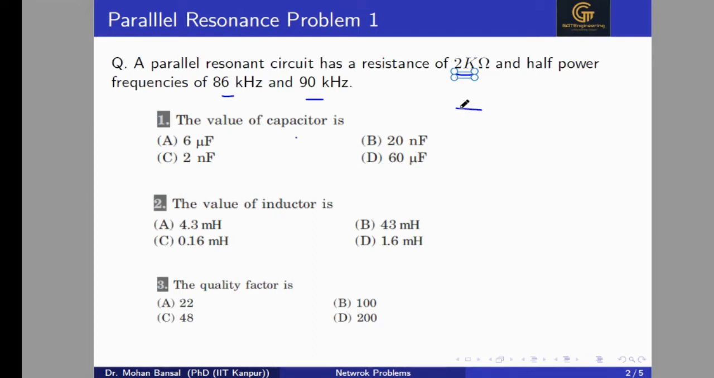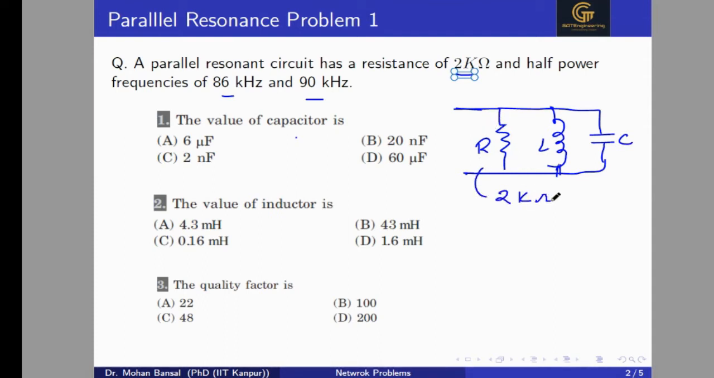A parallel resonance circuit consists of one resistor, one inductor, and one capacitor, all connected in parallel. Here you can see that all these three components are connected in parallel. One is the R, second one is the L, and third one is the C. In this problem, we have given R is equal to 2 kilo ohm. We don't know the value of L and C, which we have to compute.